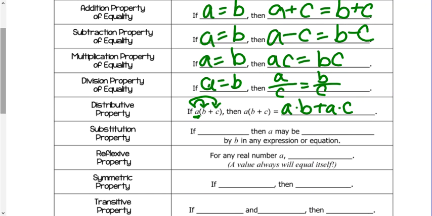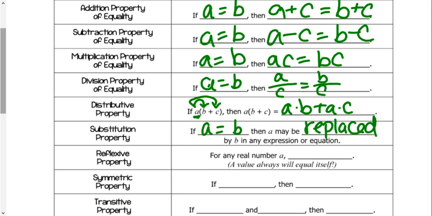The reason why we're doing all of these properties is so that you can basically justify your reasons for doing things in algebraic problems. So it's just a reason why. Moving on, we know the substitution property. If you have A equal to B, then A may be replaced by B in any expression or equation. So all you're doing is just substituting it in, plugging it in, replacing it.